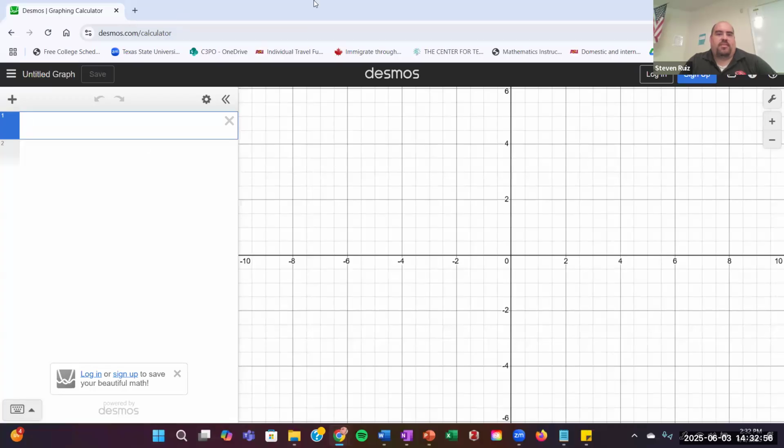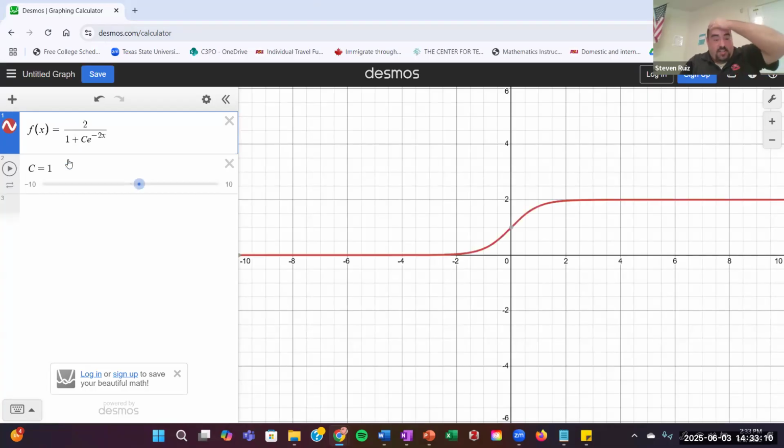So 2 over 1 plus c e to the negative 2x. And yes, I'll add a slider. So if this is not something you were aware that you could do in Desmos, you can insert a constant into an equation and basically dial in values of it. So what values do I care about? I care about 1, 2, and 5.